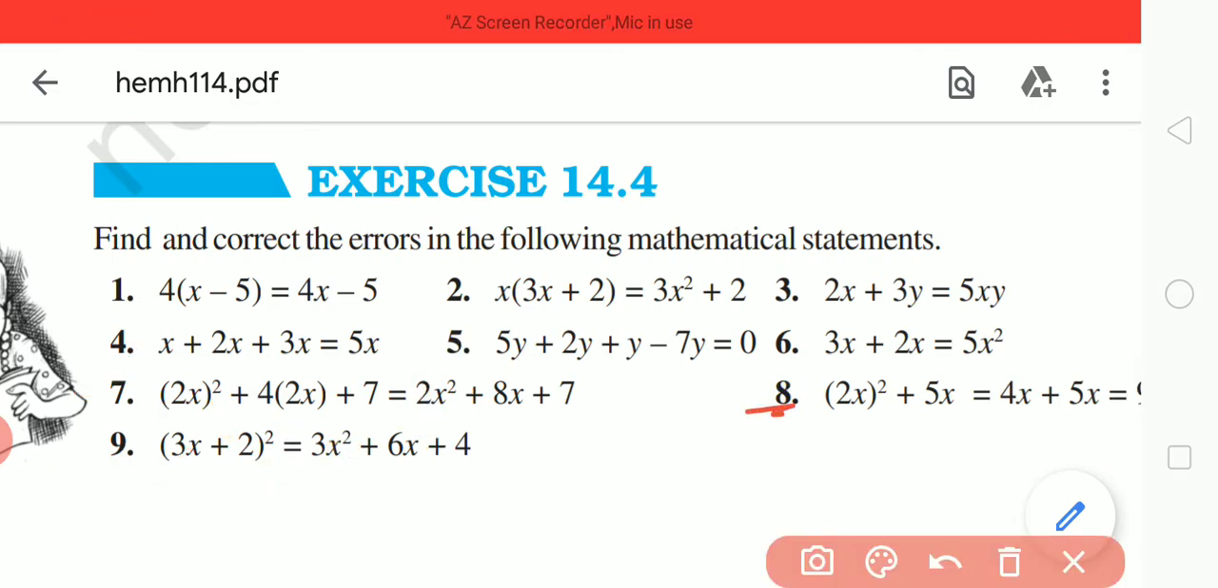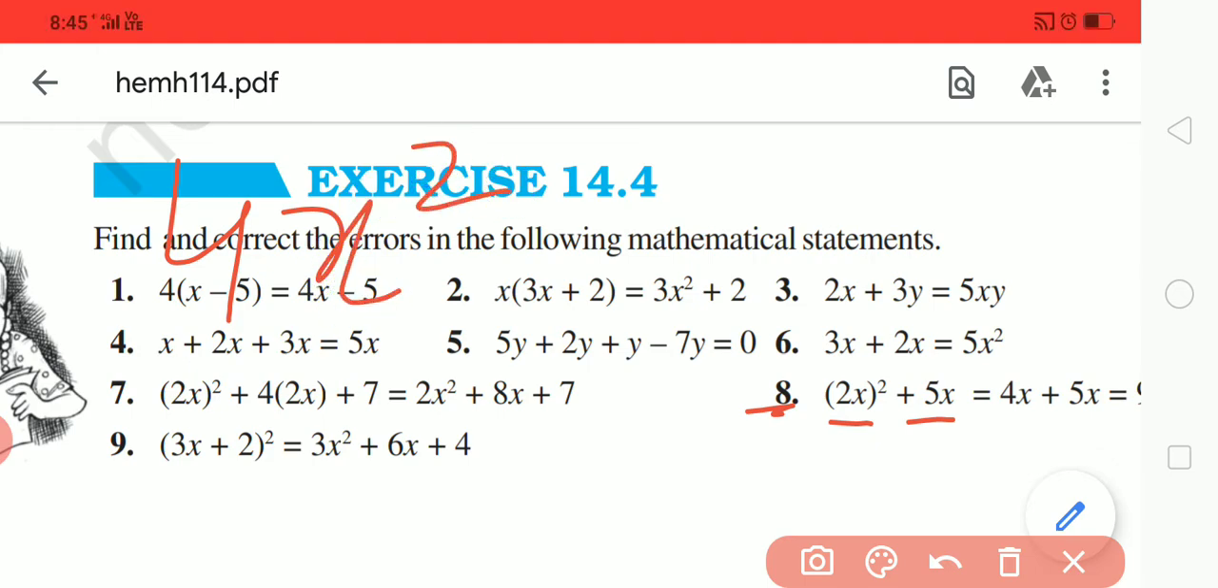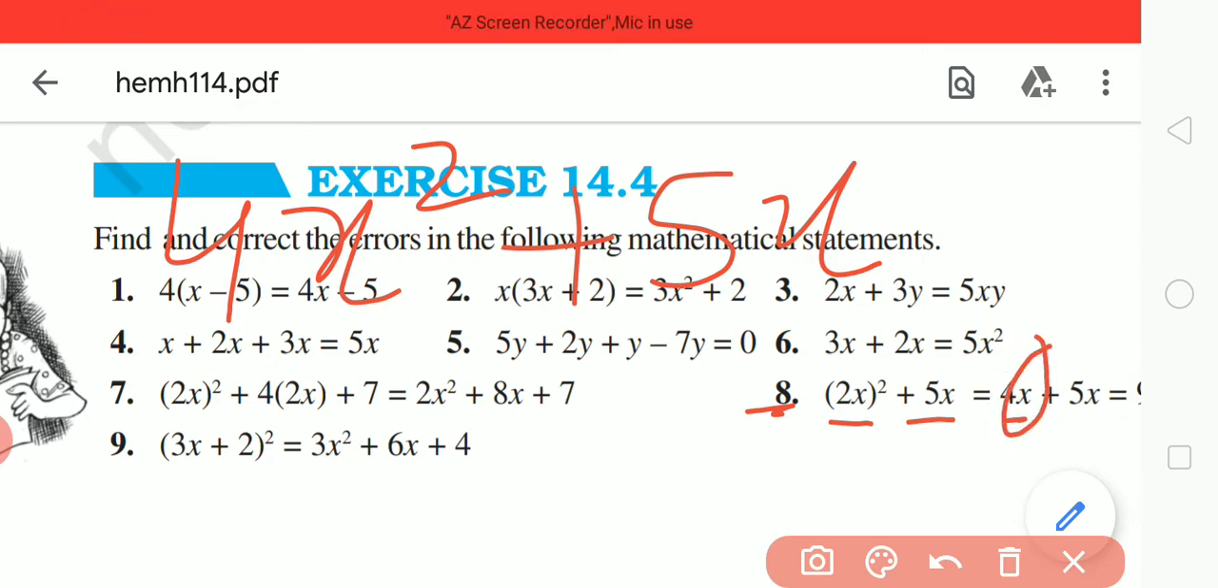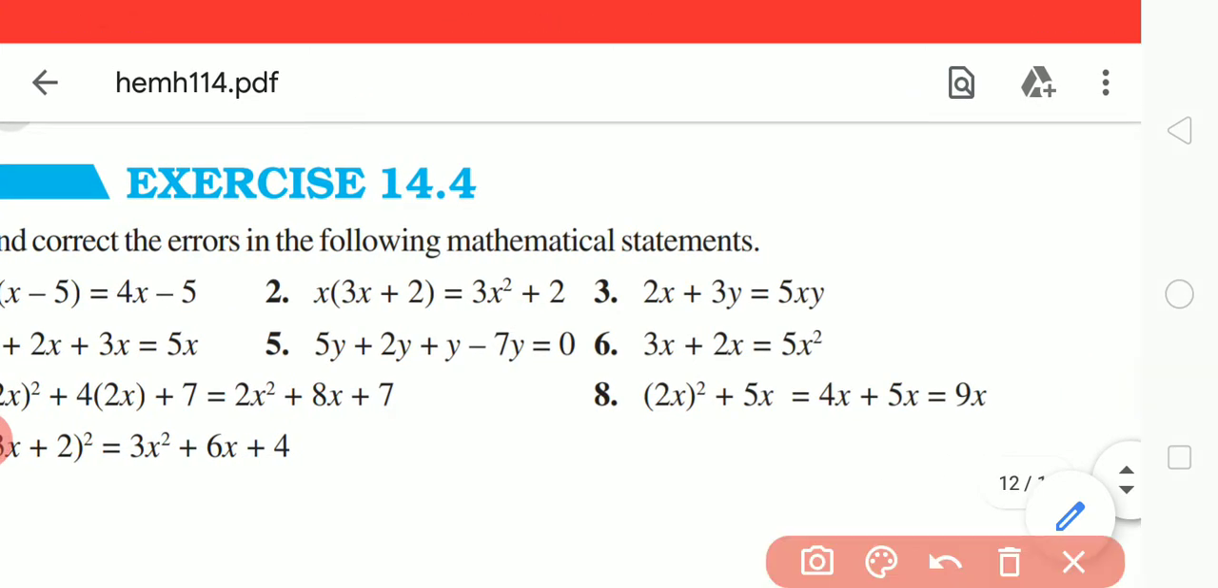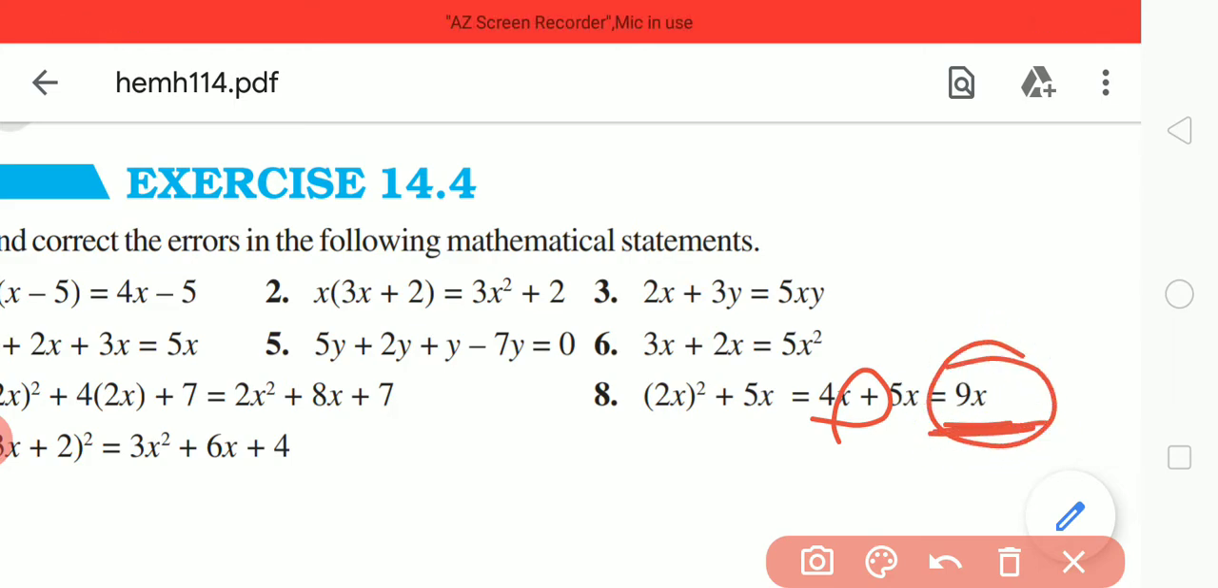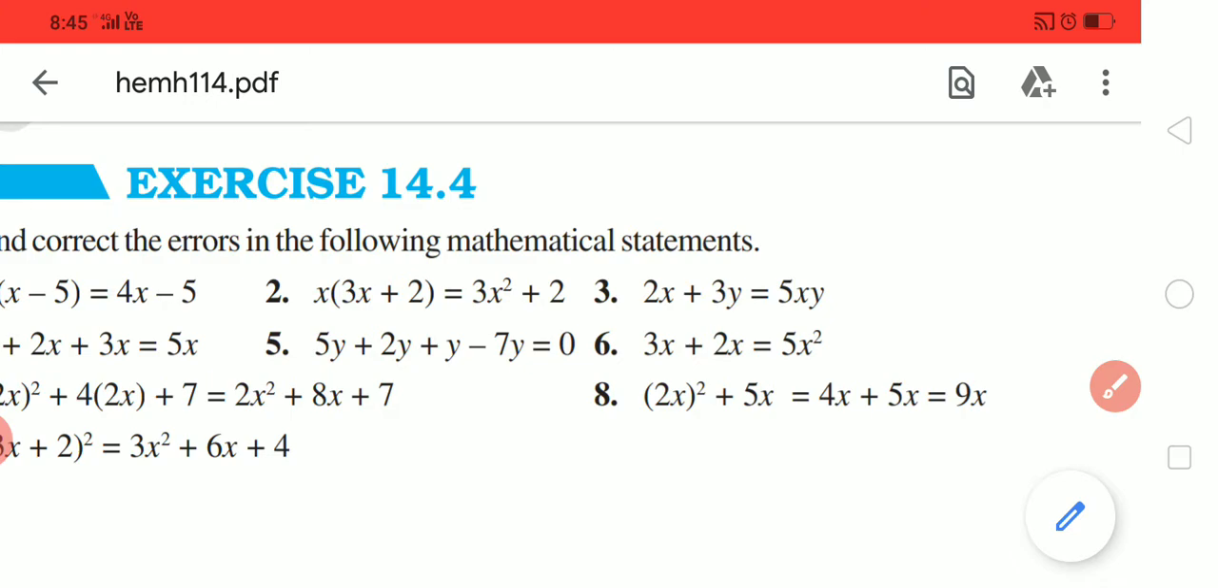Come to question number 8. 2x square plus 5x we have been given. Again 2 square x square we will do. 2 square is 4, x square is x square, right, and plus 5x. So here we have been given 4x. Square is not given, so you will underline x square. Here you will underline or circle x. This is the error. There must be x square and this is the correct form. So here we have been given 9x. It is also wrong ultimately because here we must have x square. So 4x square plus 5x can never be equal to 9x. This is also wrong. So you will circle this one also.